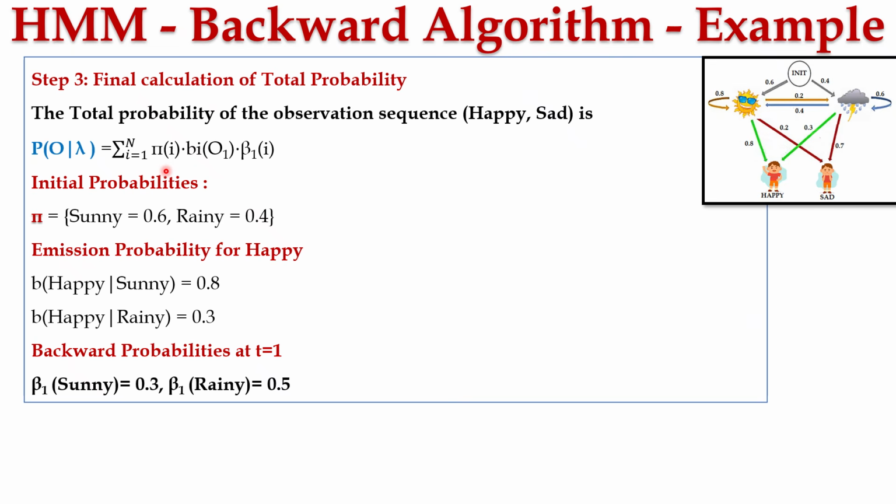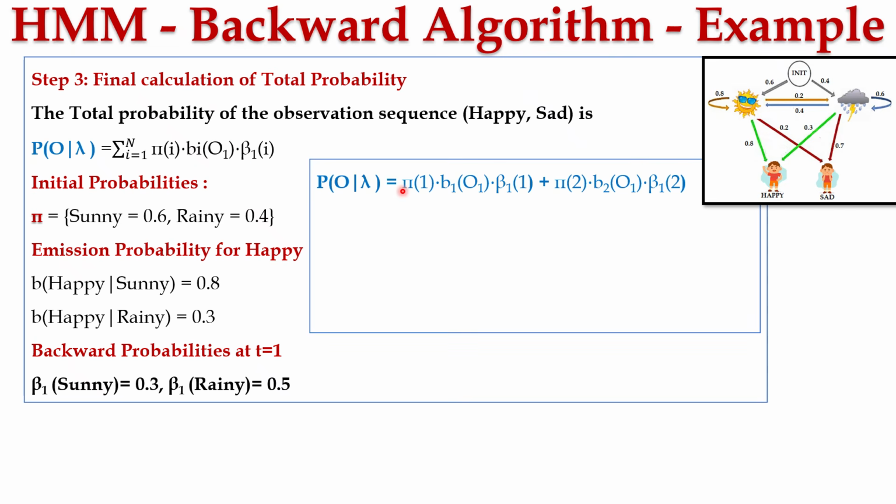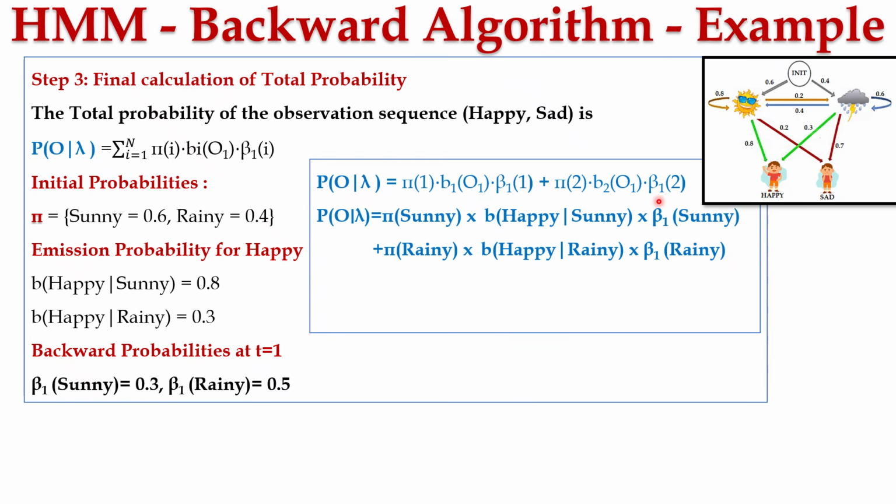By substituting the i value in this general formula, we get pi of 1 into B1 of O1 into beta 1 of 1 plus pi of 2 into B2 of O1 into beta 1 of 2. So by substituting the variables, we get pi of sunny into B of happy given sunny into beta 1 of sunny plus pi of rainy into B of happy given rainy into beta 1 of rainy.